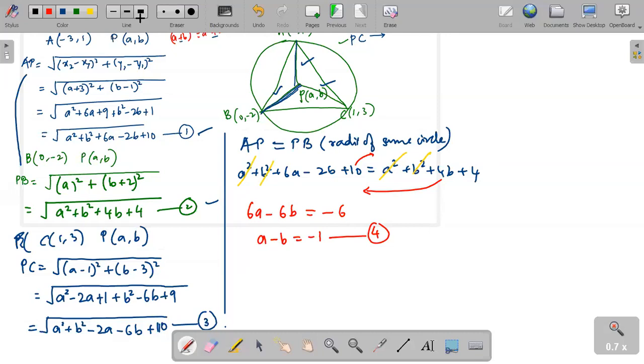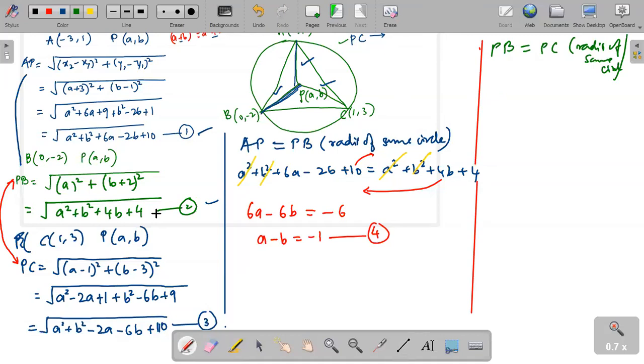Okay, likewise, now it's up to you. Maybe you could equate any other two radii, and then you will get some different equation. It's completely up to you. Now I am going to equate the other two sides, that is PB with PC. So PB equals PC. Again, the reason is the same, because they are radii of the same circle.